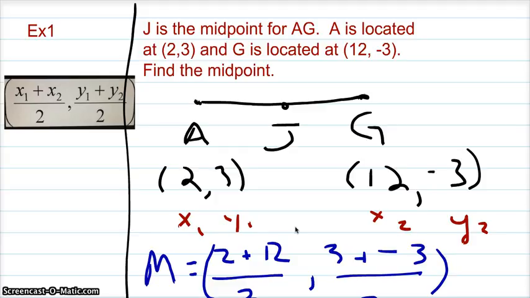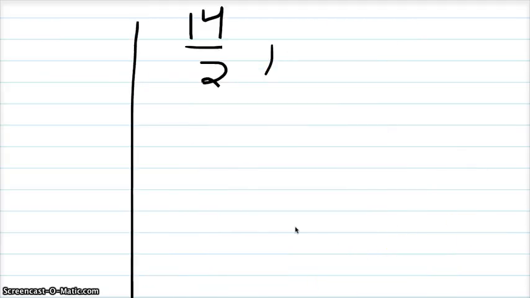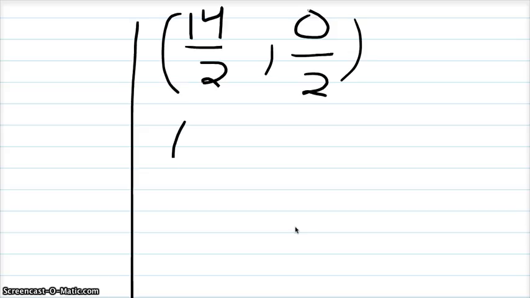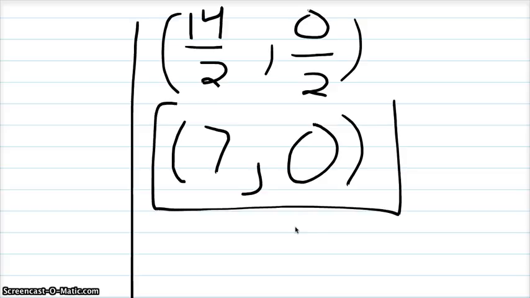I didn't have enough more room on that page, but you're still writing on the same page. Alright, so we have 2 plus 12 divided by 2, so that'll be 14 divided by 2, comma, and then we have 3 plus negative 3 divided by 2, so we have 0 divided by 2. 14 divided by 2 would leave us with 7. 0 divided by 2 would leave us with 0. And that would be my final answer.